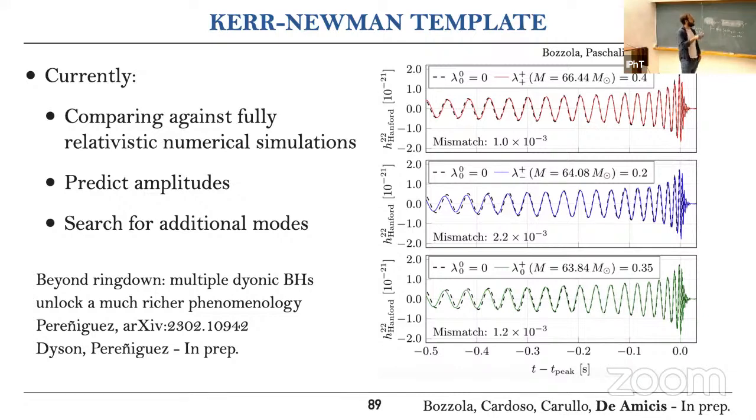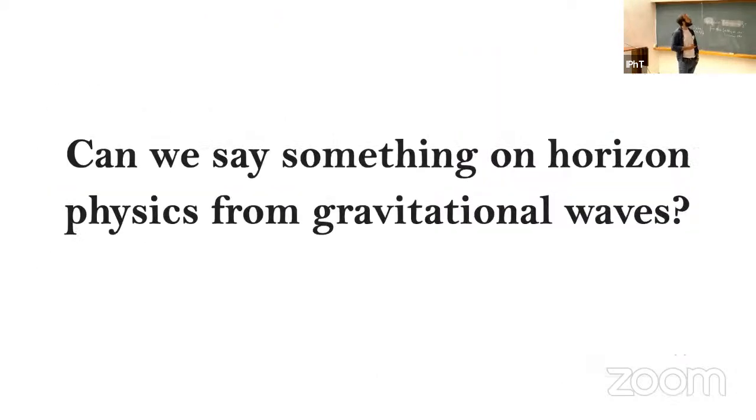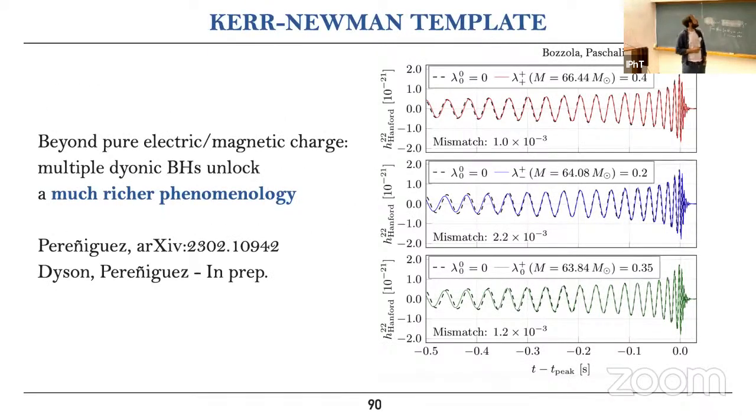I also wanted to flash a lot of work that has been going on and led by David Pereñiguez. If you look at just the ringdown, the phenomenology is kind of boring. It's similar to what you get in GR, because a single black hole having electric charge or magnetic charge is the same in terms of the ringdown, because there is a duality transformation between the two. But as soon as you have more than one charged black hole, so if you have two dyonic black holes, then the phenomenology is much richer. They're actually going to put a paper out on this in a few days, where they explore this. When you do these full numerical simulations, there's some electromagnetic transport as well.